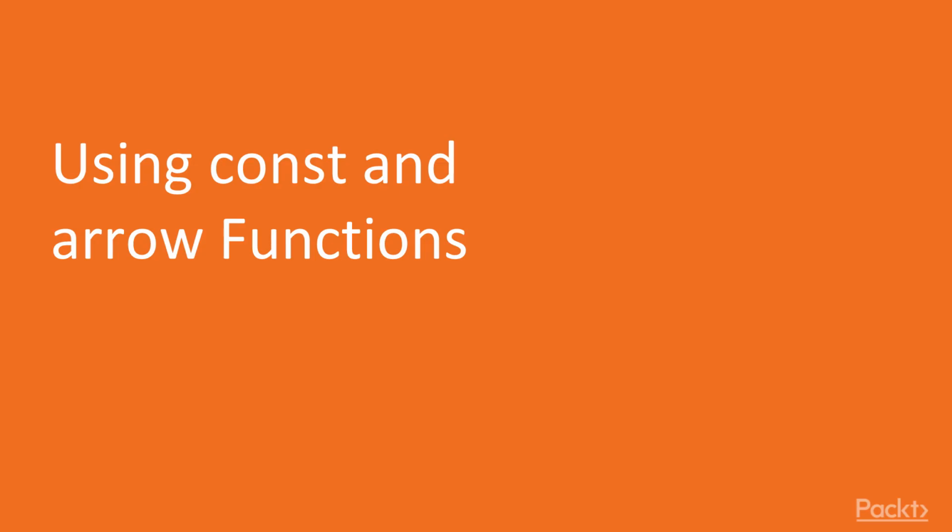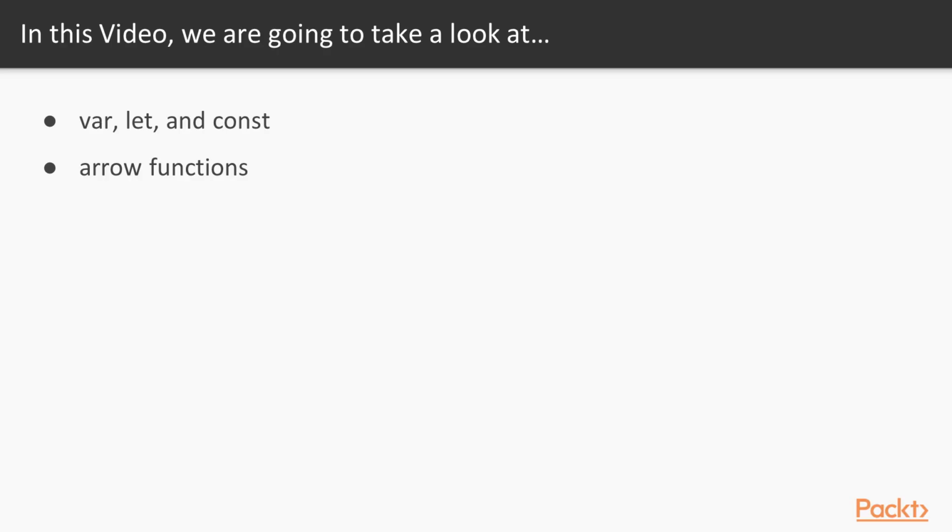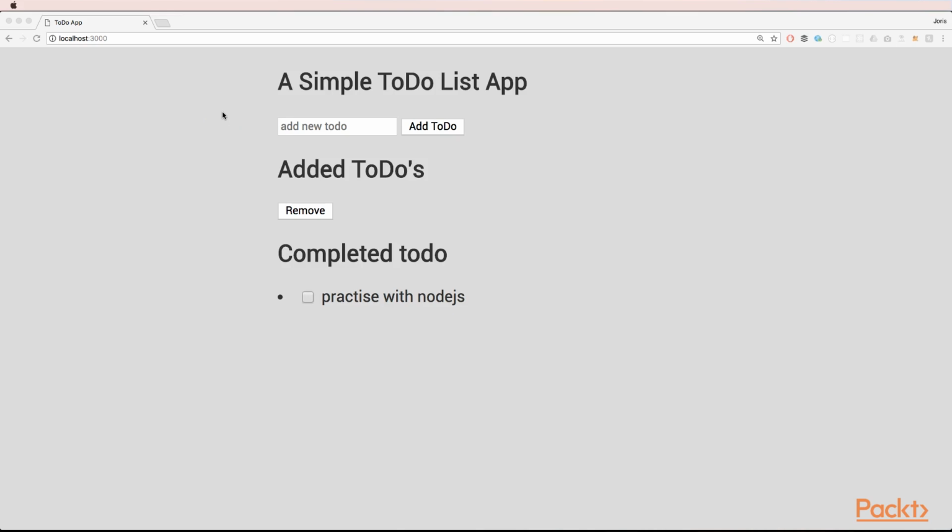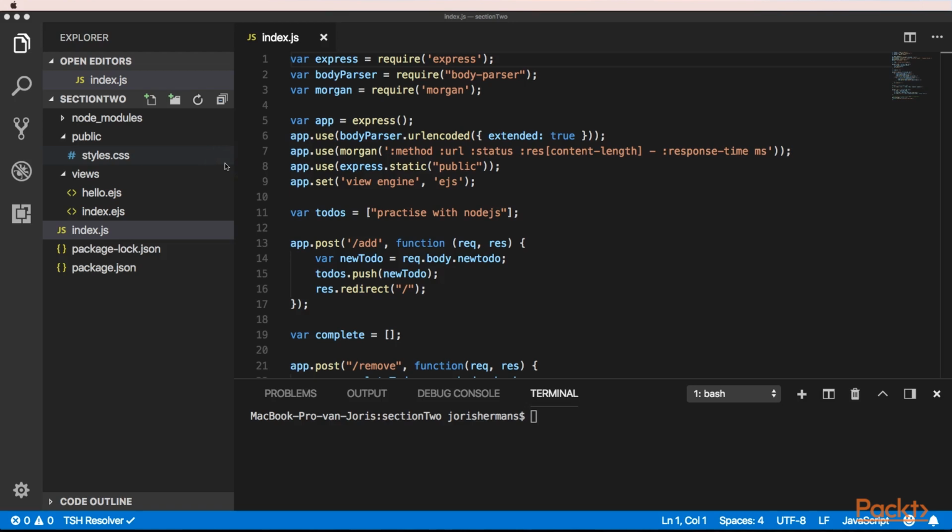Use const and arrow functions. In this video we're going to take a look at var, let and const, and we're going to use arrow functions in our application. In this section we're going to improve an Express web application, and it's a very simple web application. It's a to-do list app. So this is the application that we're going to take a look at, that we're going to improve. It has an index.js file, some view files, and some CSS.